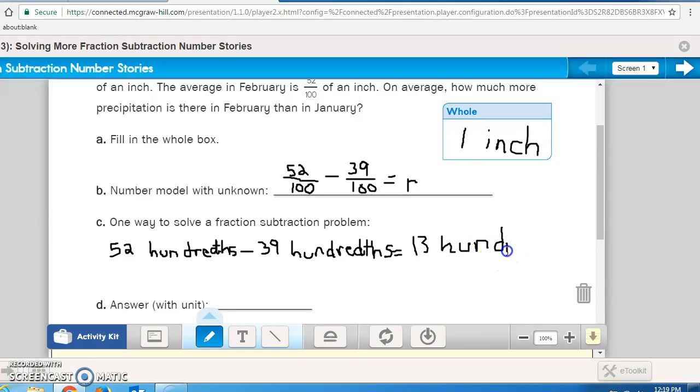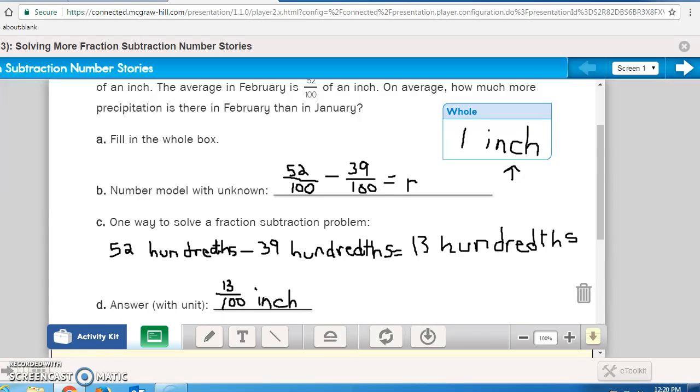I notice that as I write, the more I write, I start to write larger. So what's my answer with the units? It's going to be 13 hundredths inch. My unit, remember we saw up here, was 1 inch. So that is my unit here.